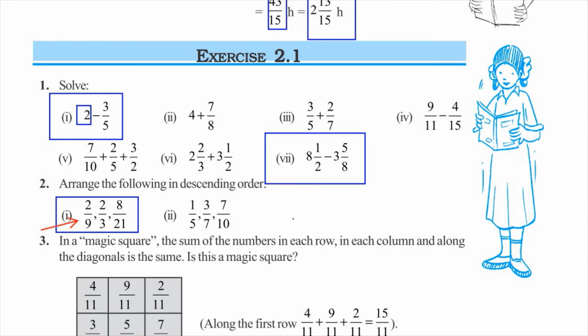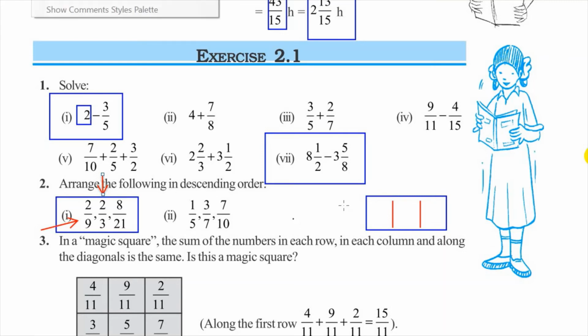So just to get an intuitive understanding, I have drawn here a simple 3-unit rectangle. This is 1 unit, this is the second unit, and this is the third unit of it. Now observe here that the second fraction, that is 2/3, denotes exactly 2 of the 3 units.